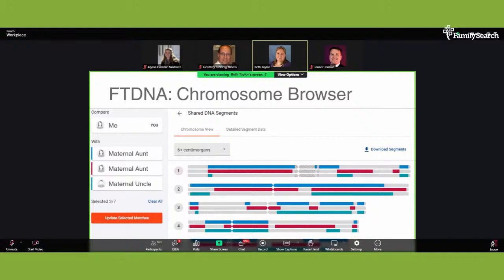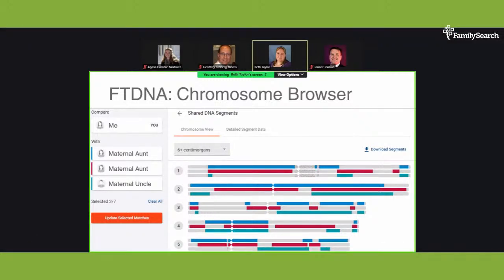So this is an example of a chromosome browser. Before we had the option to look at what are called shared matches or in common with matches, we were using chromosome browsers to try and identify common matches. But some people still really love the chromosome browser, and it is available from a couple of the websites. Again, the gray is me, my DNA, and then the colors are two maternal aunts and a maternal uncle. So you can see where I'm overlapping with each of those individuals.